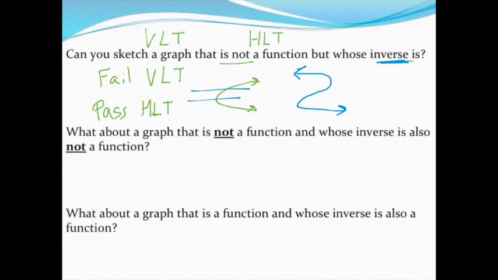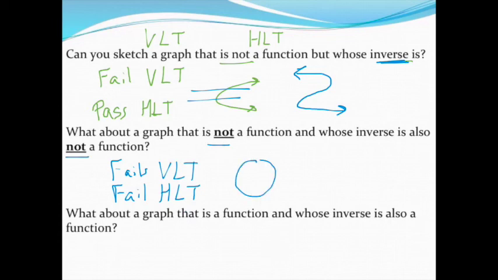How about, for the second one, a graph that's not a function and whose inverse is not a function? In other words, it fails both tests. I want something that fails the vertical line test and also fails the horizontal line test. So I want a vertical and a horizontal line to intersect my graph more than once. So maybe something that would work for this is a circle, for example. A vertical line would touch 2 times, so a circle's not a function. A horizontal line would also touch 2 times, so its inverse is also not a function.